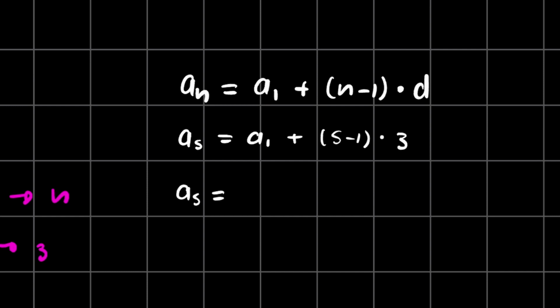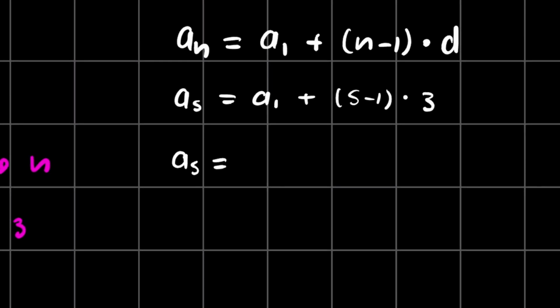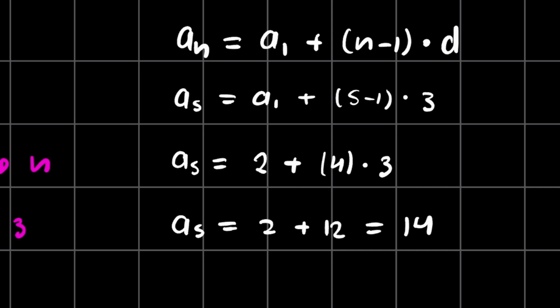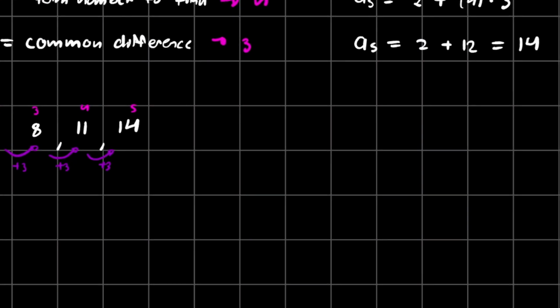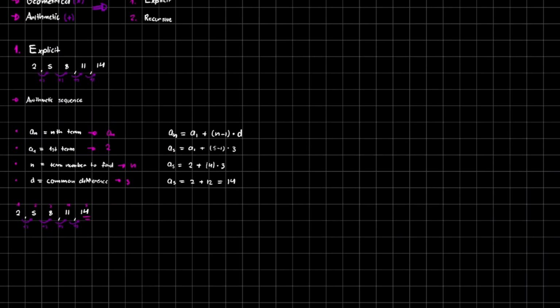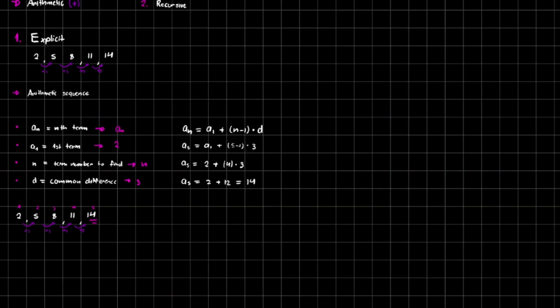In this case, we're going to have a1. Well, a1 is simply going to be 2, that I forgot to write in. And then that's going to be 4 times 3. a5 is 2 plus 12, that's equal to 14. And as you guys can see, that is actually true. So that's how you find the explicit formula for an arithmetic sequence.